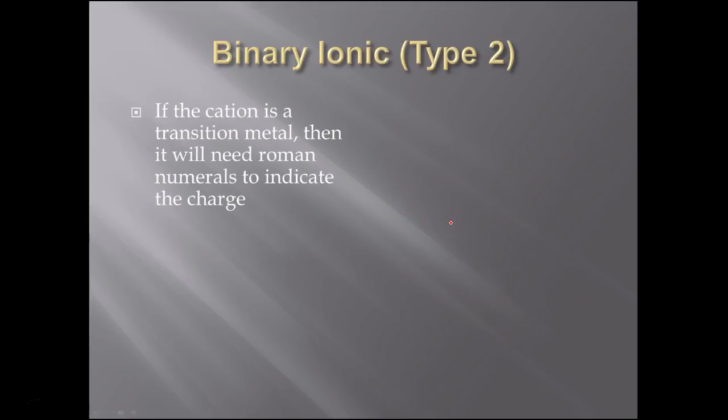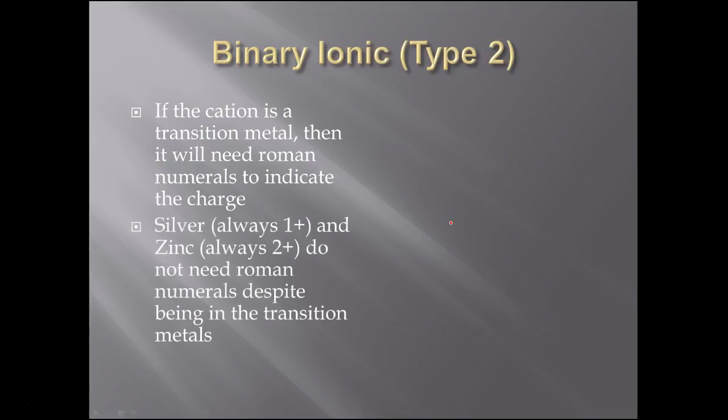Like I said, if the cation is a transition metal, then it's going to need a Roman numeral to indicate the charge. There are two major exceptions to this. Silver is always going to be +1, and zinc is always going to be +2, so you do not need to use Roman numerals for these two elements, despite them still being in the transition metals.